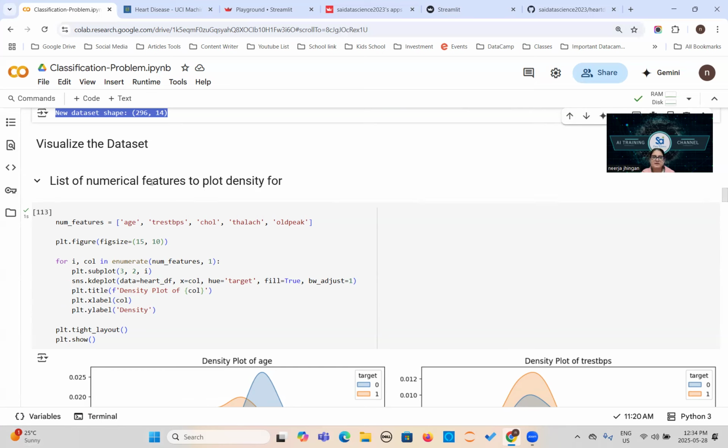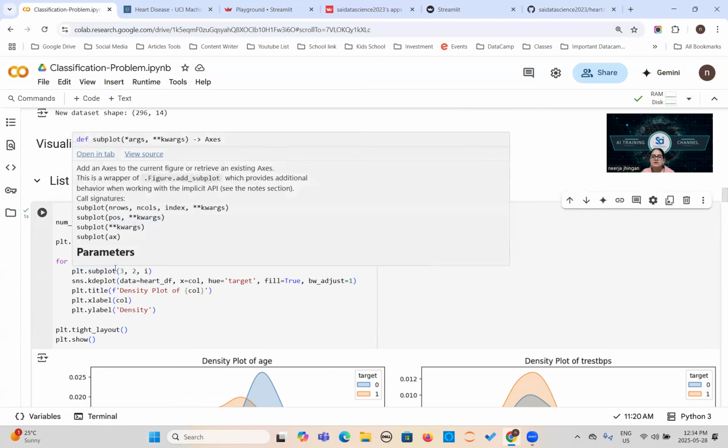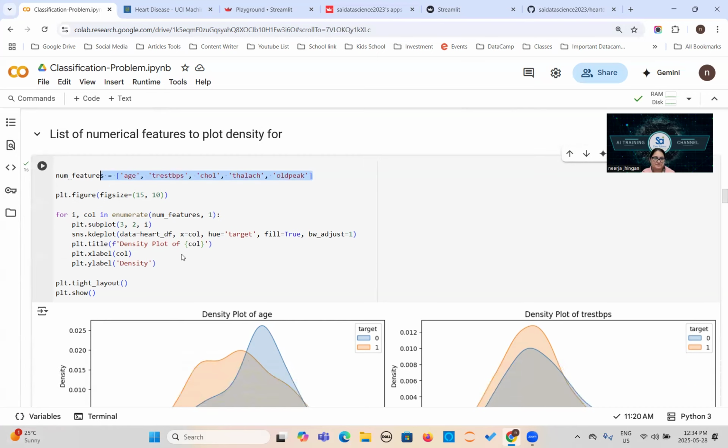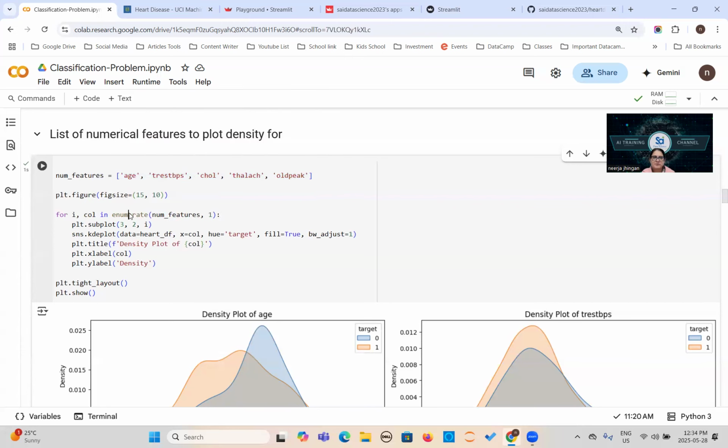First of all, we will pick up the numerical features to plot density. Although all features are numerical due to the data type, we know which are originally integer type, because we have a categorical which has been converted using the label encoder. So I have chosen it manually. These are my features. And then I'm using subplot and enumerate, which means we are combining this list.